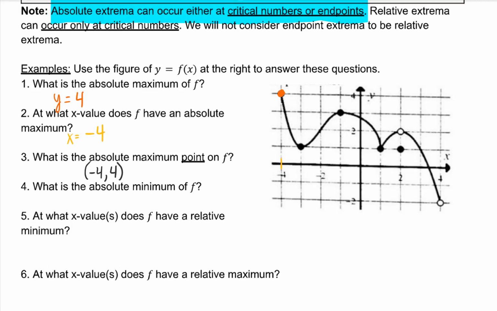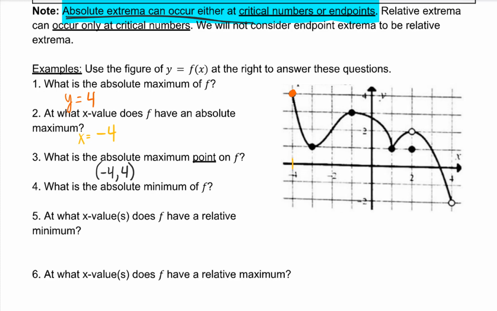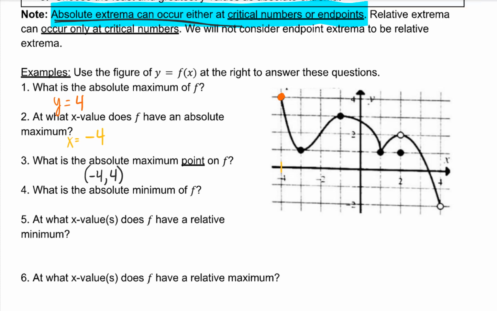What is the absolute minimum of f? Remember that absolute extrema can occur either at critical numbers or endpoints. Let's take a look at those critical numbers. We have a critical number when f of x is defined, but f prime of x is equal to 0 or undefined. If our slope of the tangent is 0, then we have a critical number. So we have some critical numbers. One is at -3. -1 is also a critical number because my slope is 0, meaning the derivative is 0. What about at 1? At 1, we have a critical number because the slope is undefined, right?